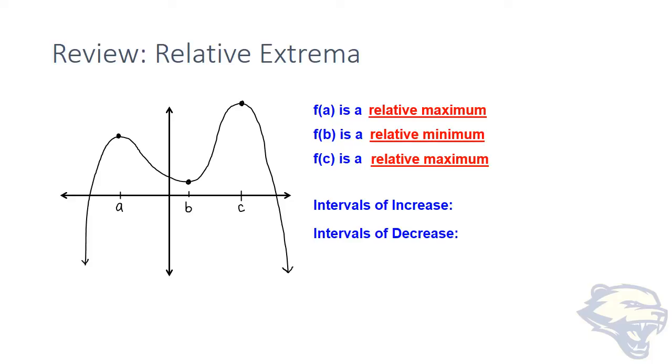We also have intervals of increase and decrease with this graph. It increases from the left of a, so from negative infinity to a. Then it decreases from a to b. It turns at b, it's a turning point. It starts increasing again until we get to c. And then at c, it is decreasing off to infinity.